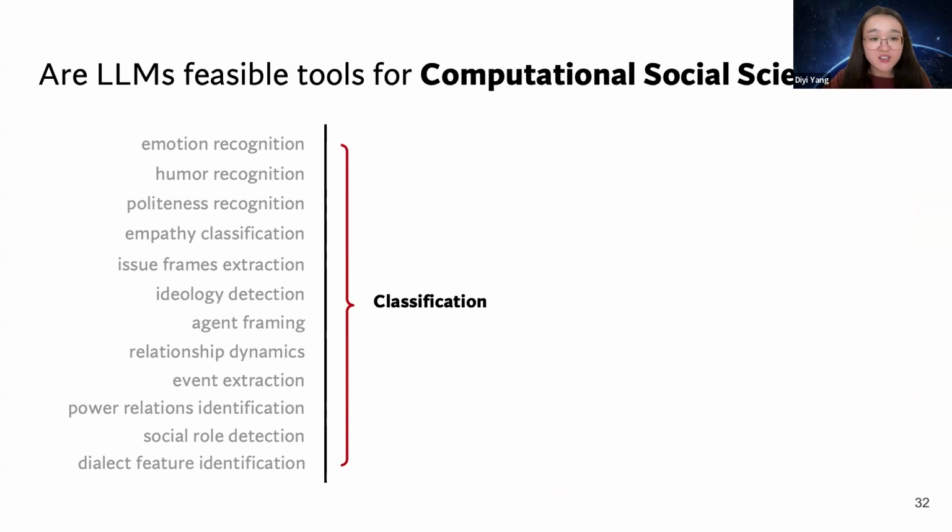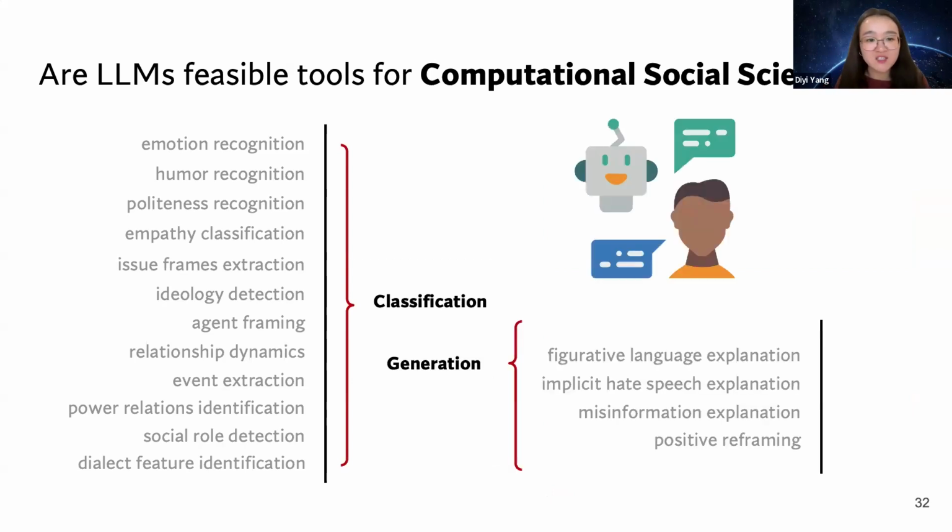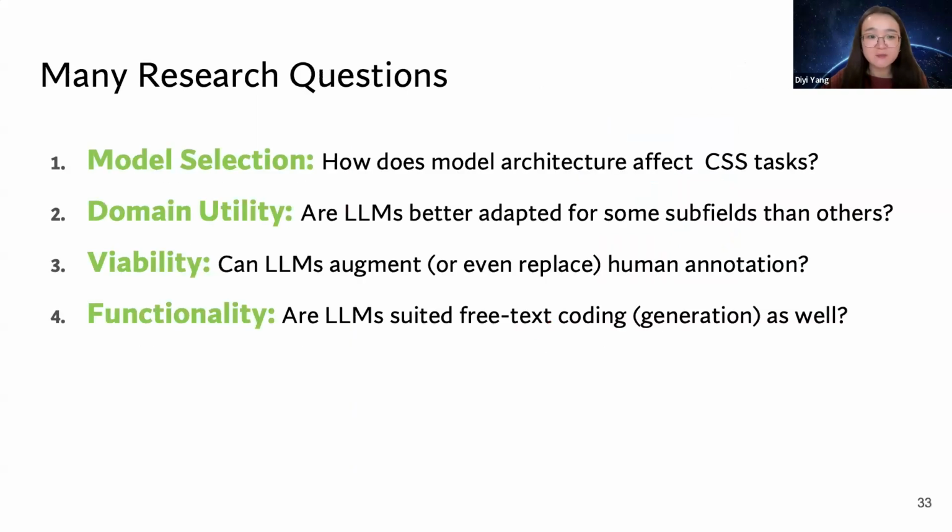We could also imagine other types of tasks, such as generation. For generation, here I just use some of them to give you a quick example. We look at figurative language explanation, implicit hate speech explanation, misinformation understanding, as well as positive reframing. This one is related to emotion regulation. So as you can see, there are more and more tasks we can throw into this space.